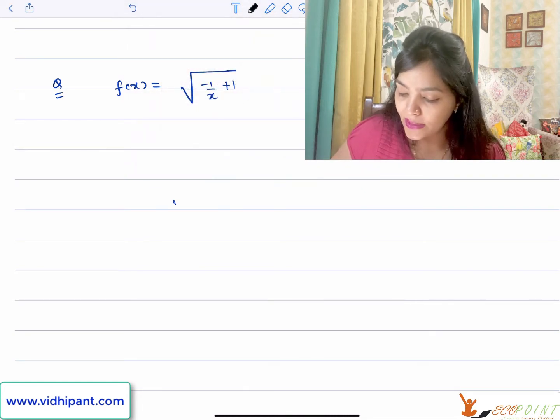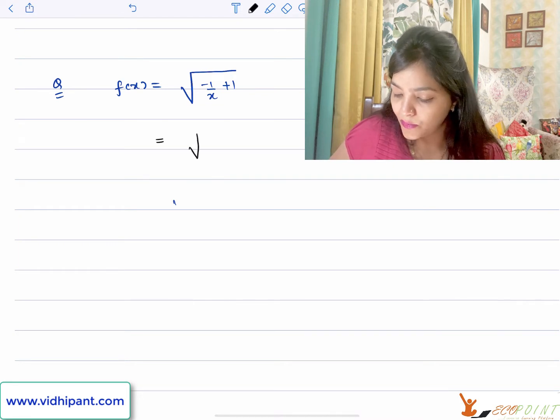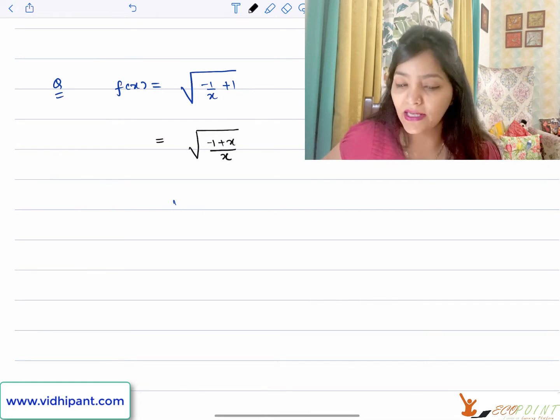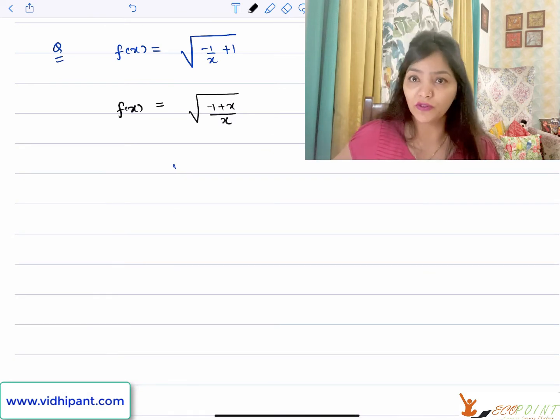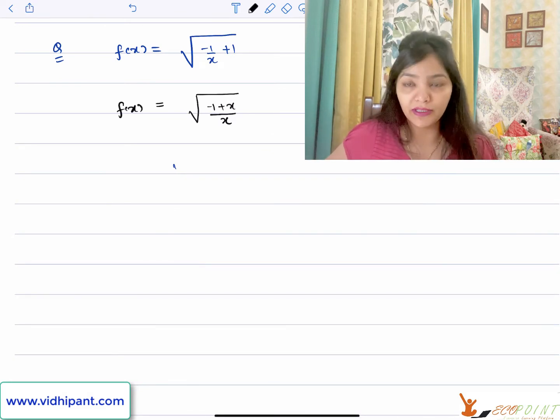So essentially, if you have a function which is equal to square root of minus 1 upon x plus 1, you can just take the LCM and get the form (x minus 1) upon x, right? You can write it down like this. So let's find out first of all the domain for this function, and then we will move on to the range for this function. So what will be the domain for this function?